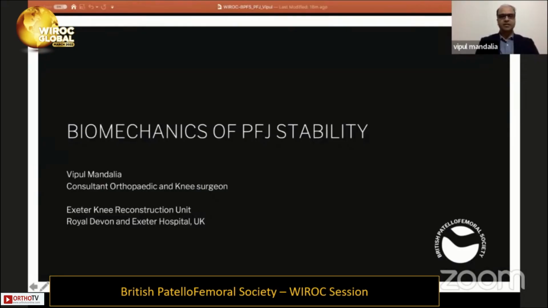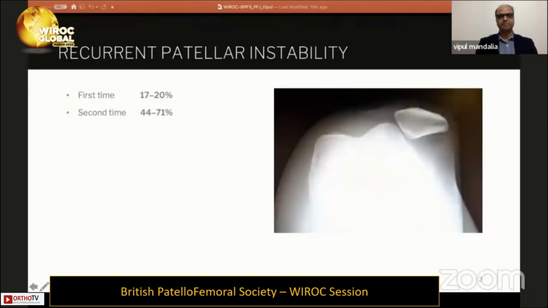I'm going to set the scene with a small presentation on biomechanics of patellofemoral stability. Now, if you look at the problem of recurrent patellar instability, we know that if any patient sustains a second dislocation of the patella, the redislocation rate can be as high as 71% in certain diseases. What it means is that the condition that affects this young population can be quite significantly disabling.